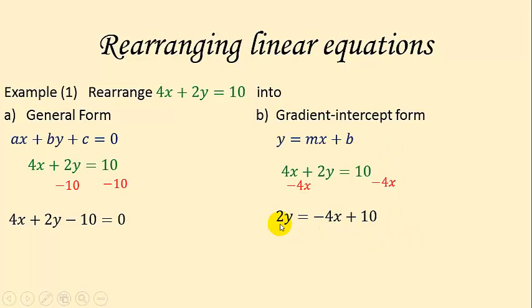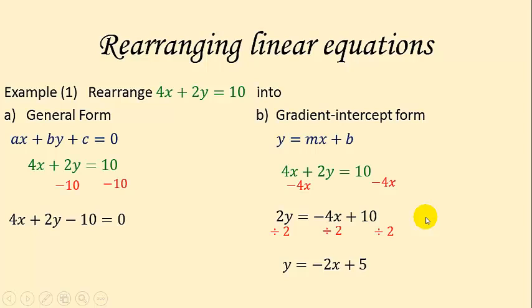Okay, so now we need to get rid of that 2 because I want y equals. So let's divide every term by 2. You need to be careful, it does need to be every term. So 2y divided by 2, you get y. Minus 4x divided by 2 is minus 2x. Plus 10 divided by 2 is 5. So we have y equals minus 2x plus 5.